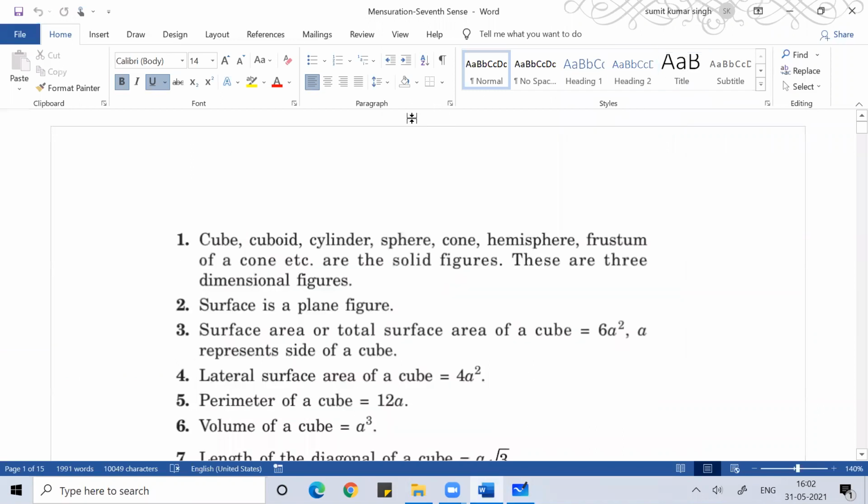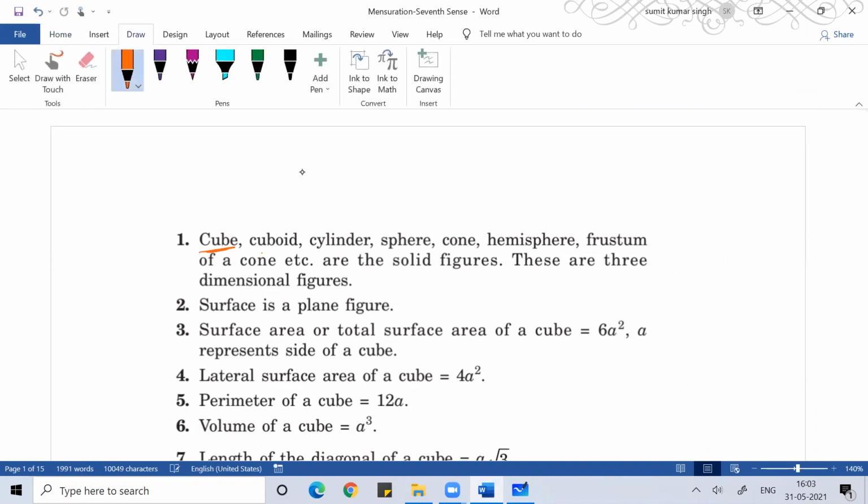So probably these are the formulas here. In the ninth class, we're going to talk about cube, cuboid, cylinder, sphere, cone, hemisphere, and frustum of a cone. So cone, you know what is frustum of a cone.